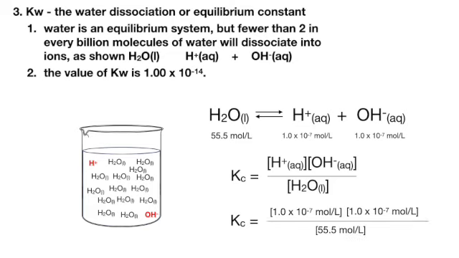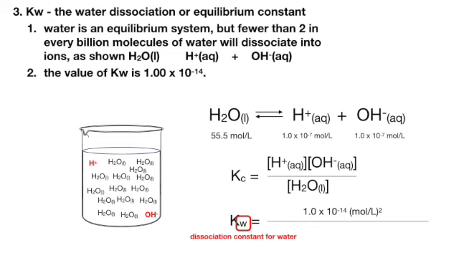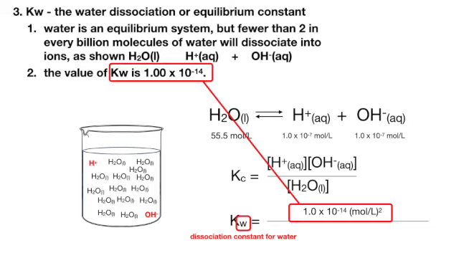Now the 55.5 is so huge, we just say that's a constant. The other numbers are so small compared to that massive number. We're going to just multiply that in and call this Kw. And Kw is the dissociation constant for water, which always equals 1.0 times 10 to the negative 14 moles per liter squared. Okay, we'll see that number again a little later. You just need to know what that number is and that it's a constant.